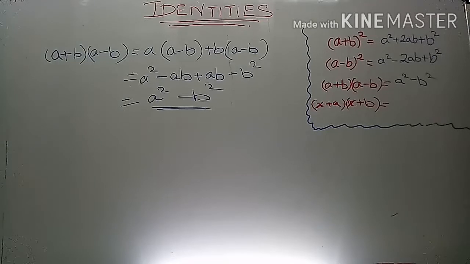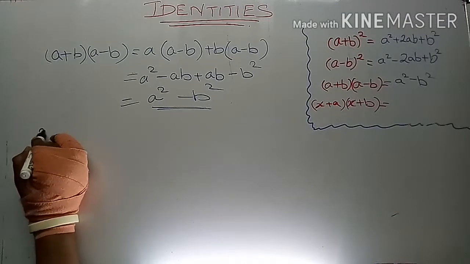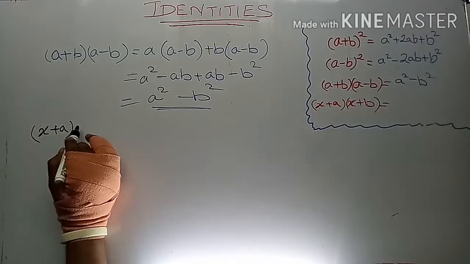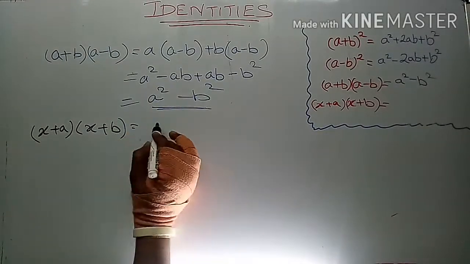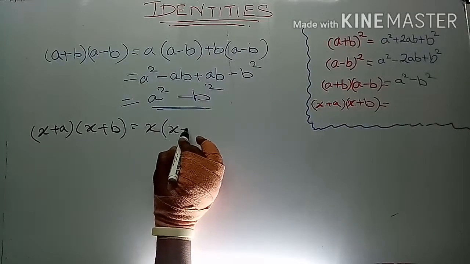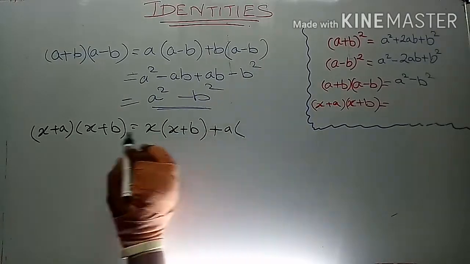Let us move to the fourth category or type of identity, that is x plus a into x plus b. So you have three variables over here. This is the only difference. So in the final outcome RHS also you'll have three terms. Let's start solving that. X plus a multiplied by x plus b gives you first term multiplied by the whole bracket plus a into the whole bracket.